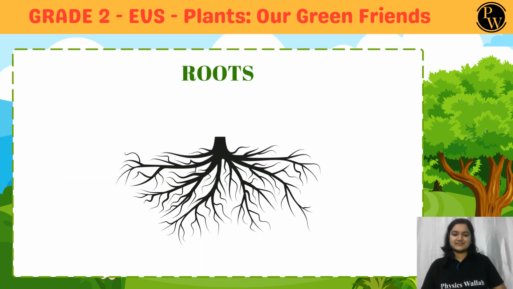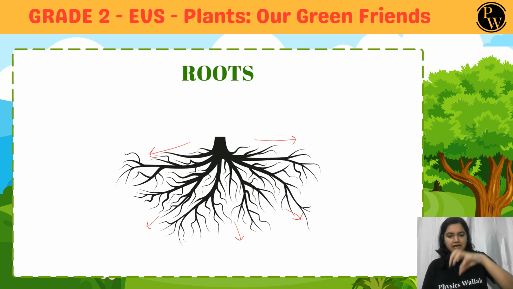First, we have roots. So we just saw that roots are the part of the plant which are present under the soil. And remember, they are spread out in all the directions. And they do so to absorb maximum amount of water from the soil. So they help the plant in standing straight and strong, and they also help the plant in absorbing all the water from the soil.